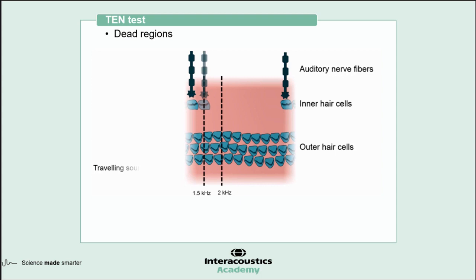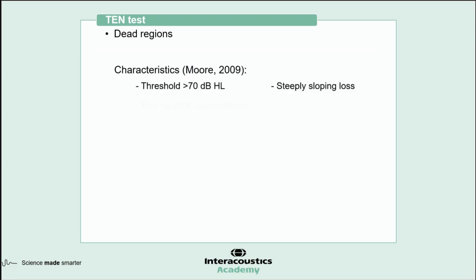The characteristics for investigating dead regions are thresholds typically above 70 dB, and steeply sloping losses are a good indicator that it might be something to investigate. Also poor speech discrimination ability, which goes hand in hand with distortion of sound. Hopefully that's obvious from the previous diagram: if you've got 1.5 kilohertz having to transmit what it can hear from 1.5 kilohertz but also a neighboring frequency, there's a lot more being asked of those auditory nerve fibers, which is where we get this distortion.